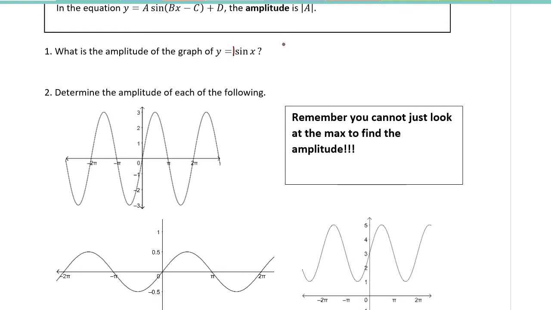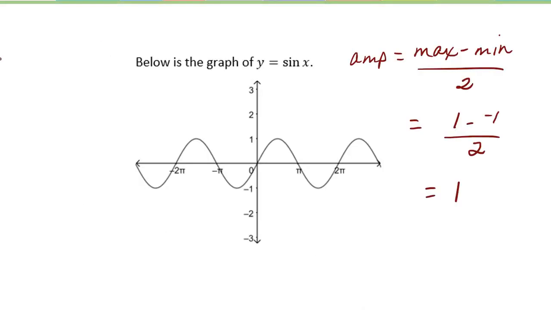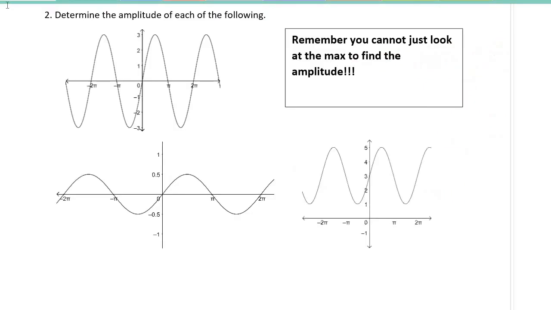So my amplitude would be the absolute value of 1, which is 1. I also could have used this formula, max minus min divided by 2, and I could figure out the maximum and minimum from my graph. Just plug my information in, evaluate to get the amplitude of 1. Remember that you cannot just look at the maximum to find the amplitude.